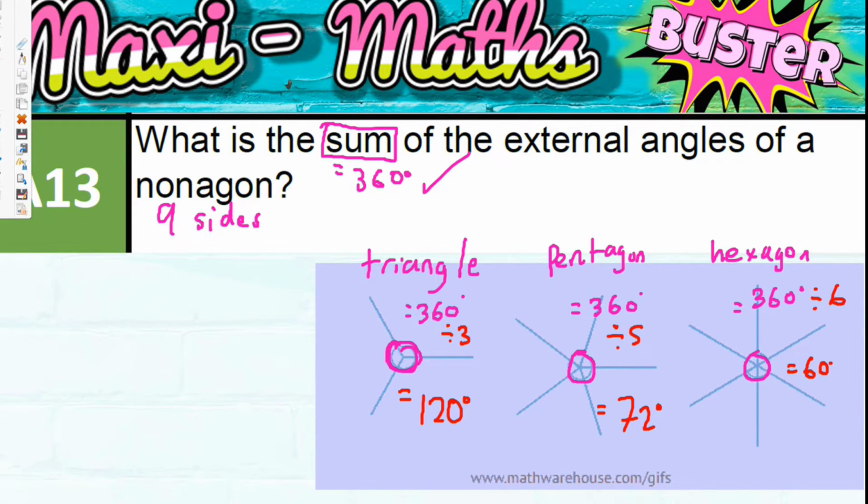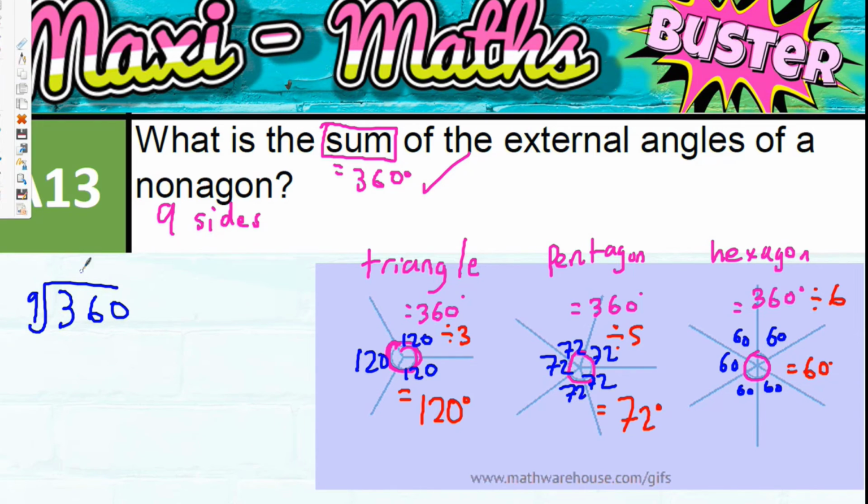And all that's saying is that each one of these would be 120 for the triangle. Each one of these would be 72 for the pentagon. And each one of these would be 60 for a hexagon. In a nonagon, we know that the sum is 360 degrees, but this would be 360 divided by 9, which would give you 40 degrees for each one of the external angles. It would basically look like this.